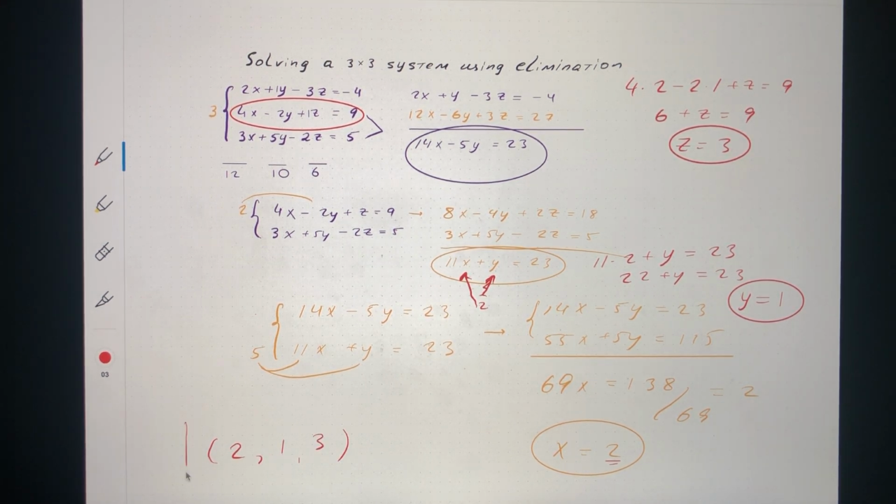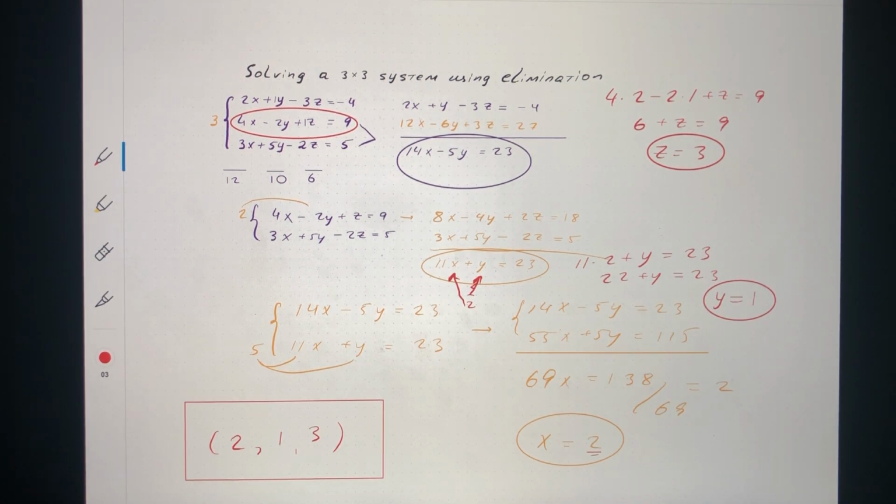And that's the same answer as we had using the substitution. So this is how to use elimination to solve the system of 3 equations with 3 unknowns.